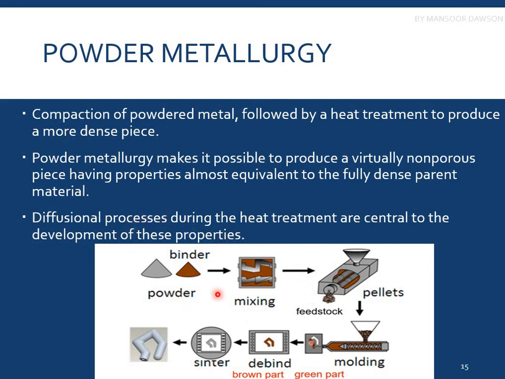First of all, we mix the powder and the binder together. We mix it and then we create some pellets of that powder, or we can just use the mixed powders. Then we put it into a mold to form a shape, and then we put it into a furnace. When we debind it, we remove some of the liquid part and the other part which is not required. That is called the green part.